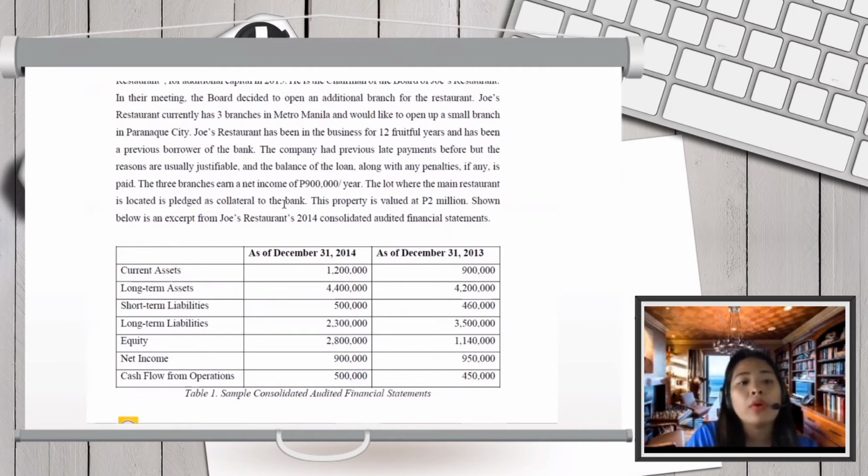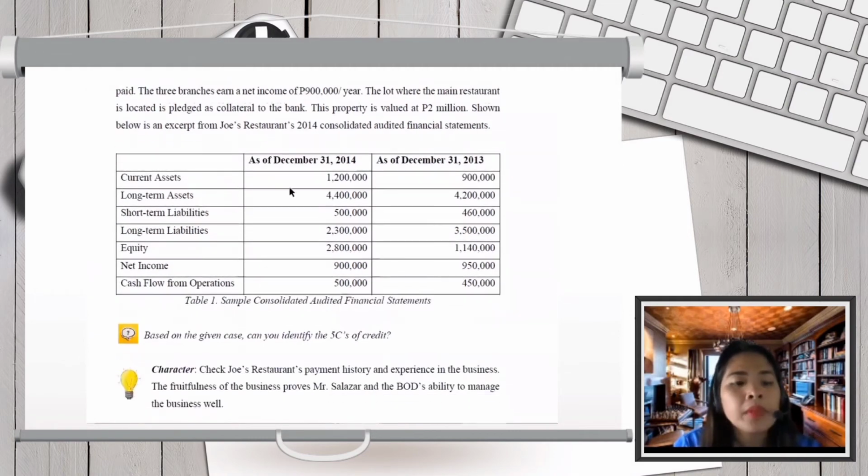Ayan yung sinabi ko sa inyo. Yung lupa, pwedeng gamitin collateral yan. This property is valued at 2 million. Shown below is an excerpt from Joe's Restaurant's 2014 consolidated audited financial statement. Kaya yan, importante pag kayo po ay maglo-loan, meron kayong updated na financial statement. So kung titingnan nyo dito, ang current asset niya ay 1.2 million noong 2014. Pagdating ng 2013, naging 900,000 na lang.